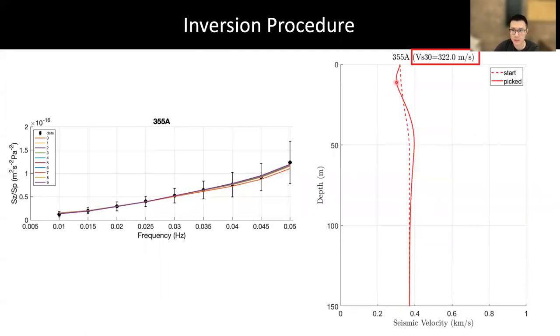On the right, you can see the shear wave velocity down to around 150 meters for this particular station. The dashed line is the starting model, and the solid line is what we end up using as our final model after the iterations of inversion. You can see we have the Vs30 at around 320 meters per second for this station.